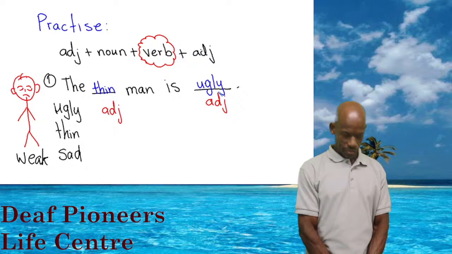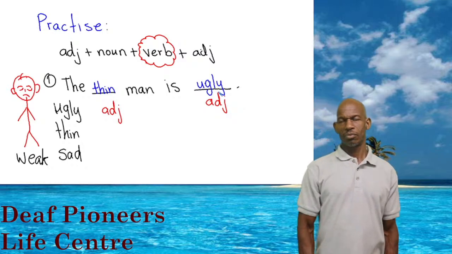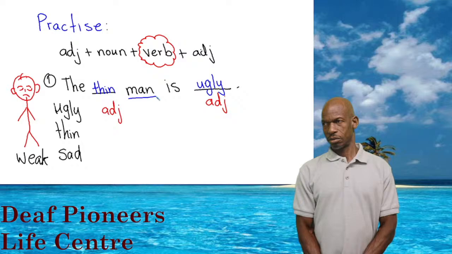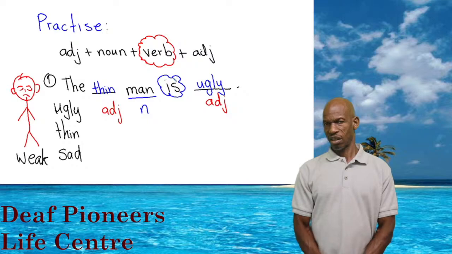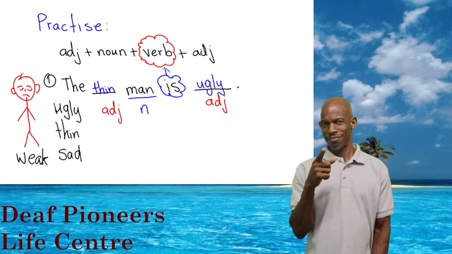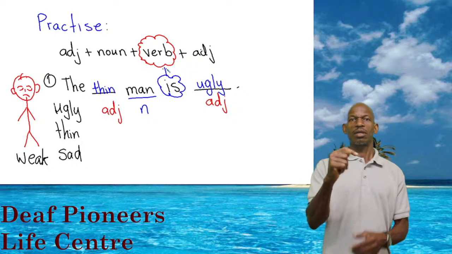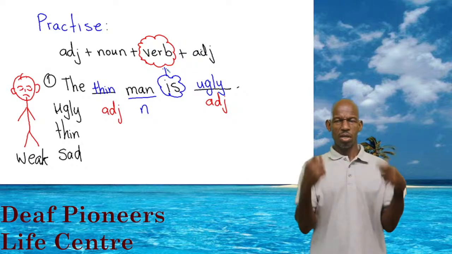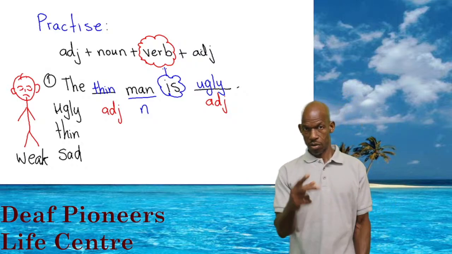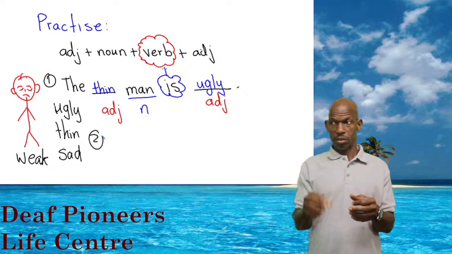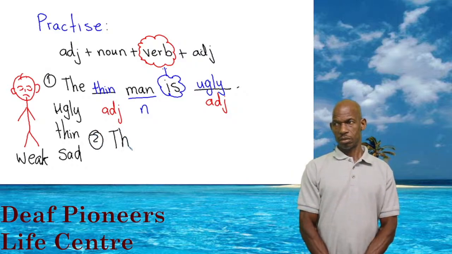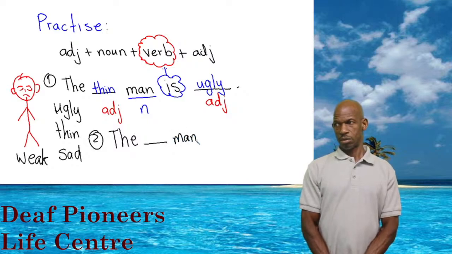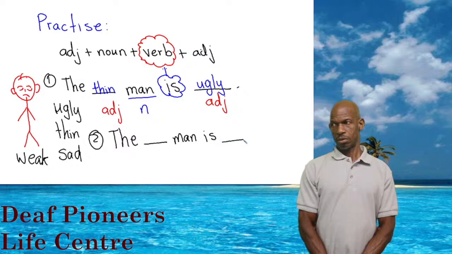So you will see me using the adjective, and this here, as you remember, is the noun, N for noun, and this is the verb. So the thin man is ugly. I want you to make a sentence for me. This is number 2. So number 2 sentence with the same man, the something man, using the other adjective, is something.